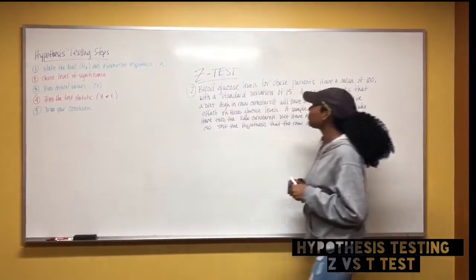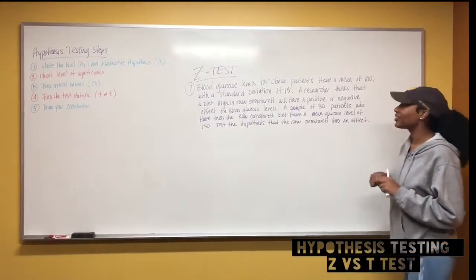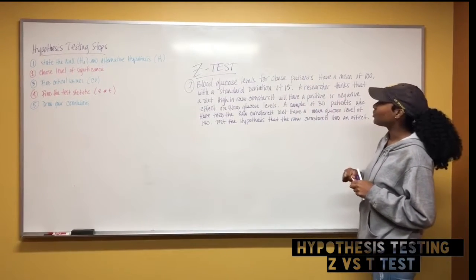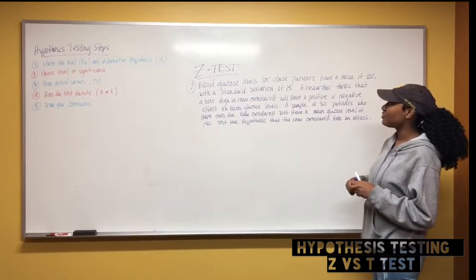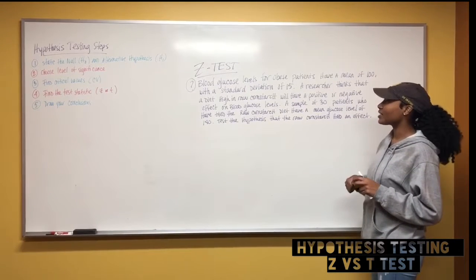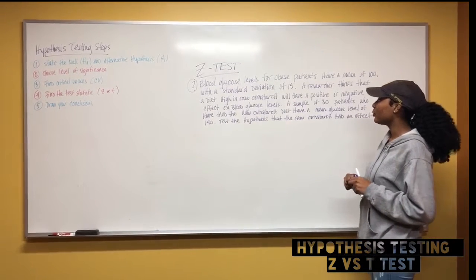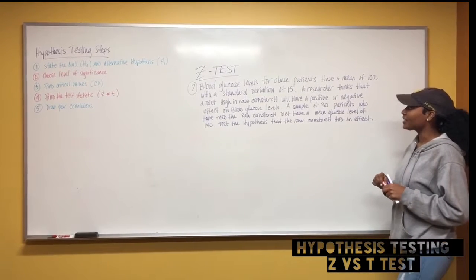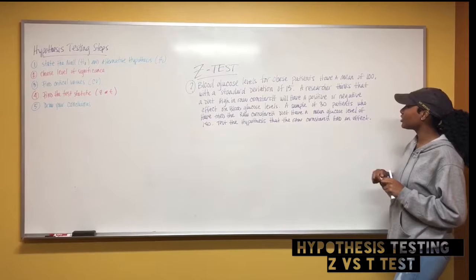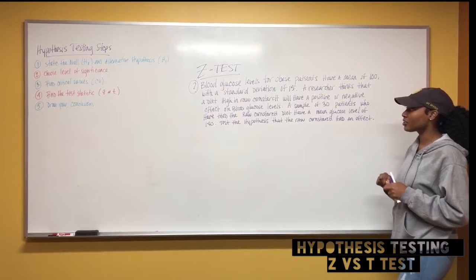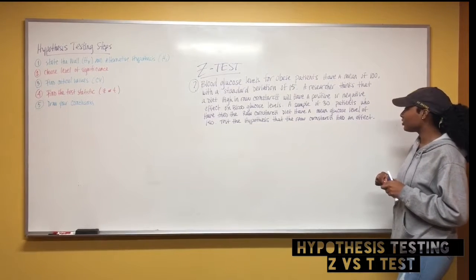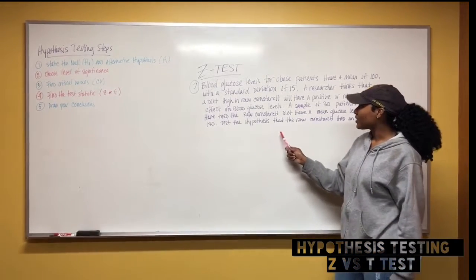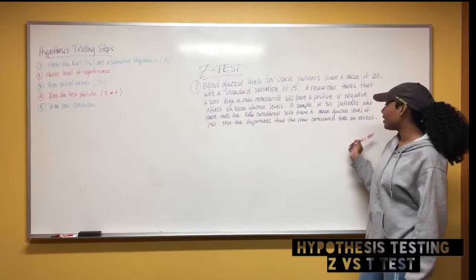So with my example for a Z test, I'll read it out loud. Blood glucose levels for obese patients have a mean of 100 with a standard deviation of 15. A researcher thinks that a diet high in raw cornstarch will have a positive or negative effect on blood glucose levels. A sample of 30 patients who have tried the raw cornstarch diet have a mean glucose level of 140. So they're asking us to state the hypothesis that the raw cornstarch had an effect.